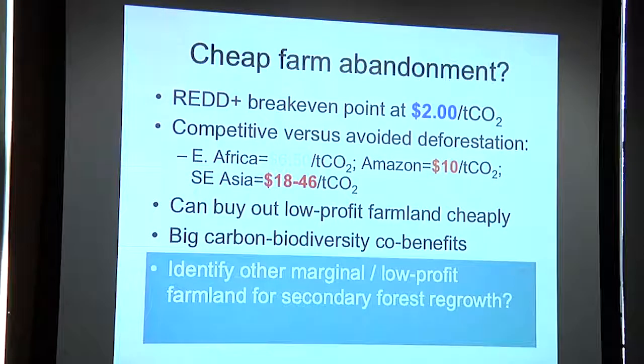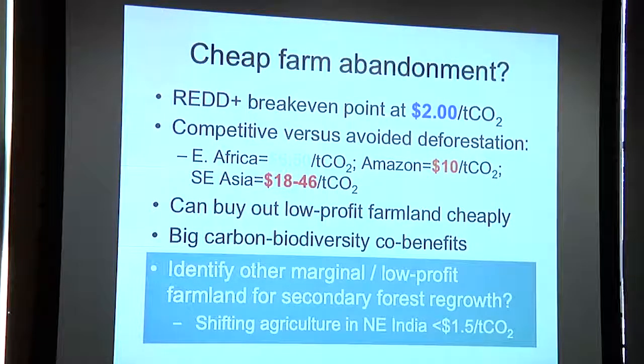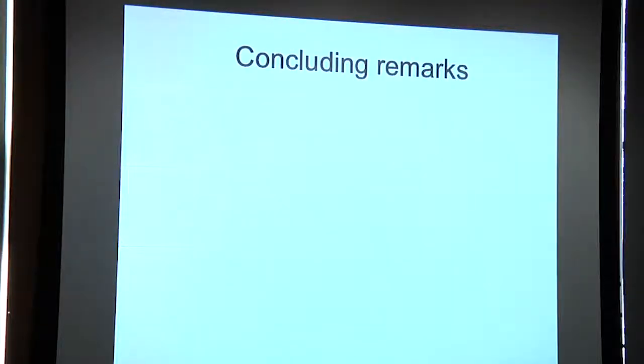So the key question then, or the thing we have to do, is to identify other places in the tropics, other marginal, low-profit farmland for secondary forest regrowth. Something that we've just been tackling, my PhD student Oscar Morton, in the context of shifting agriculture, or slash and burn, which is a very widespread farming form across the tropics. And in northeast India, we believe that for $1.50 or less per tonne of carbon dioxide, we can work to enhance carbon stocks in those landscapes. So with that, I'll make a few concluding remarks.